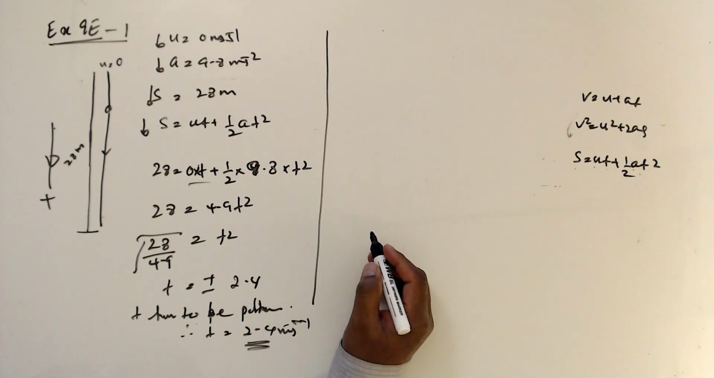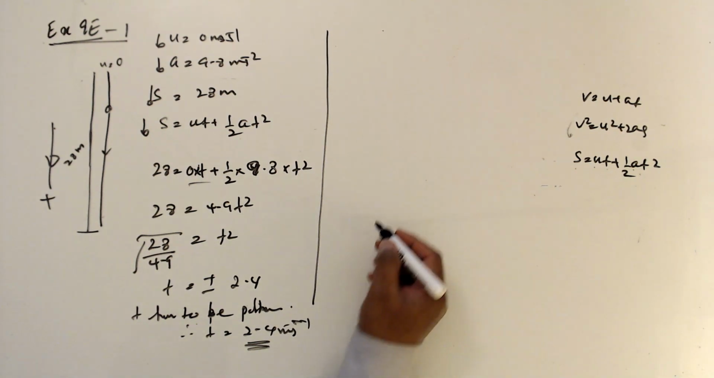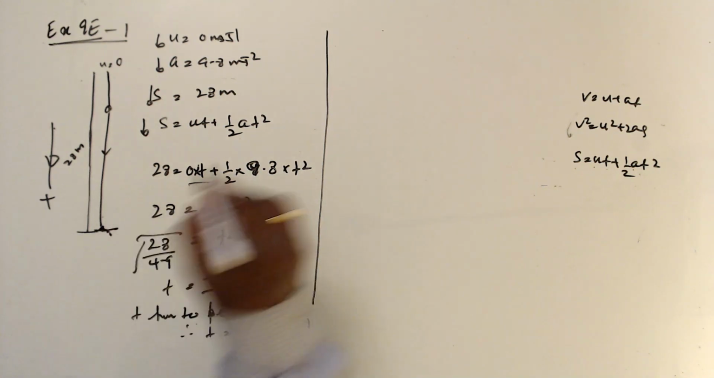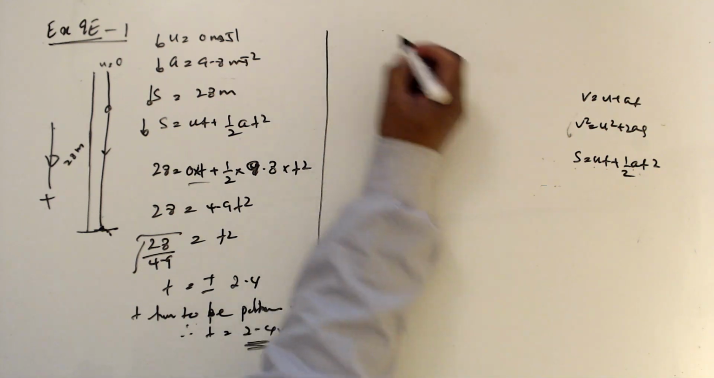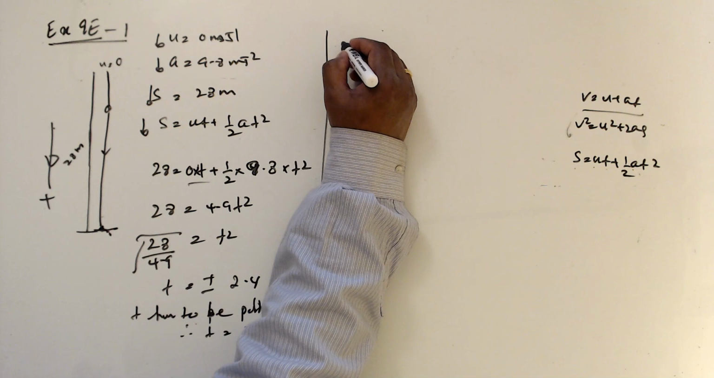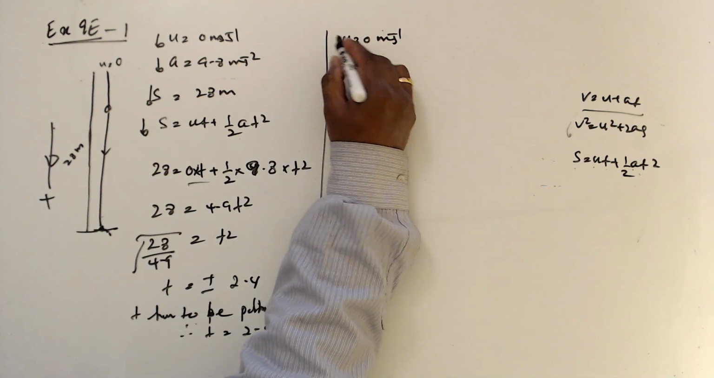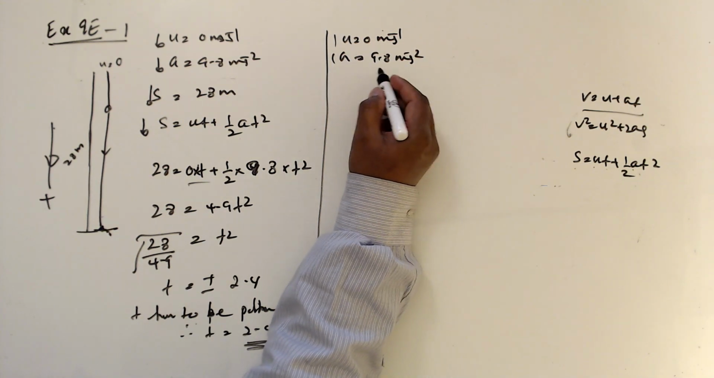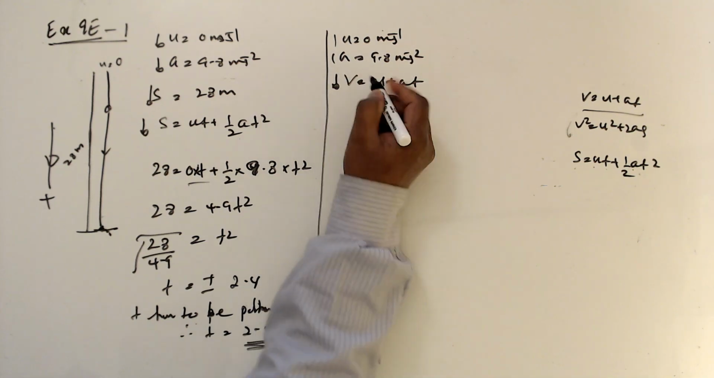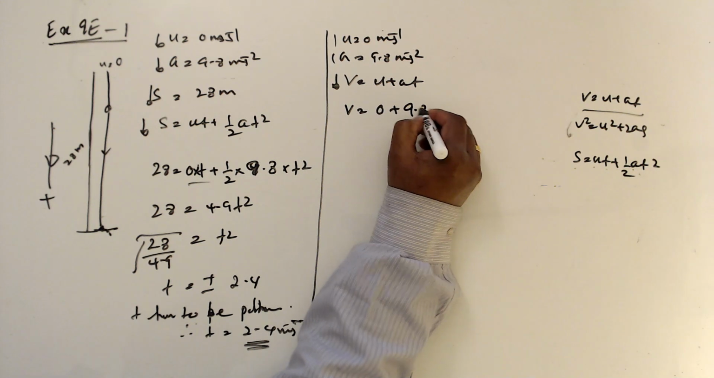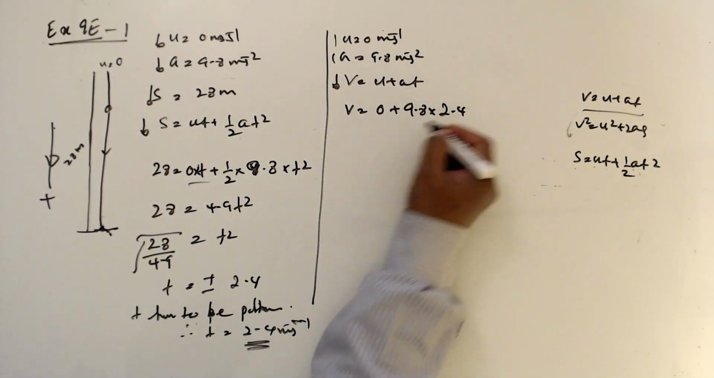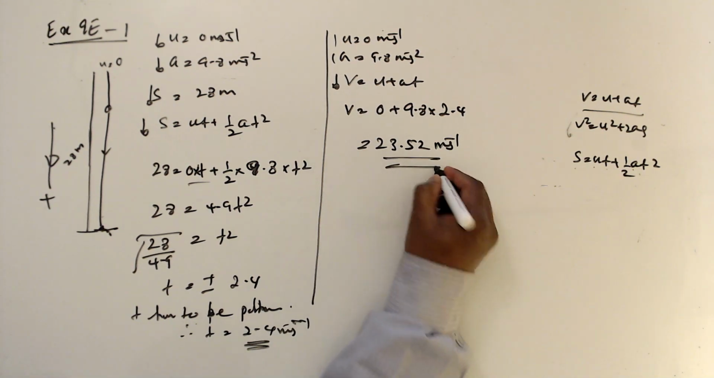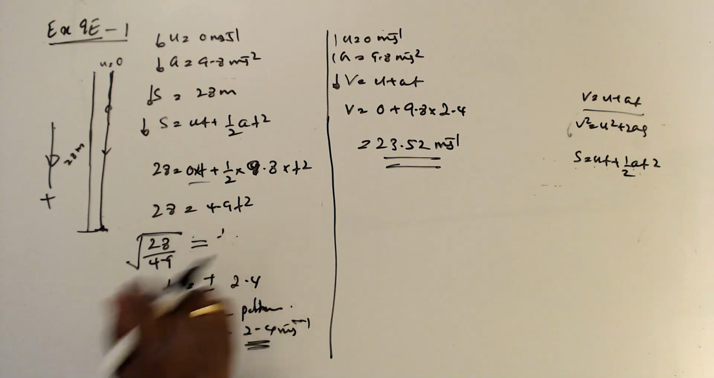The next one is we need to find v when he hits the water, the velocity. So I can use this equation. u is 0 m s^-1, a is 9.8 m s^-2, and yes, that's all I need. v equals u plus at downwards. v equals 0 plus 9.8 times t, which we found out is 2.4. So that is 23.52 m s^-1.